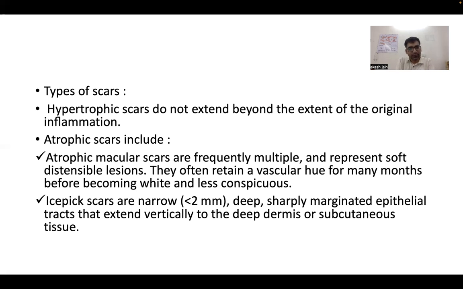Now, what are the types of atrophic acne scars? First is atrophic macular scars. They are frequently multiple and represent soft, distensible lesions. They often retain a vascular hue for many months before becoming white and less conspicuous. The second is the ice pick scar. They are narrow, less than 2 millimeters wide, sharply marginated epithelial tracts that extend vertically to the deep dermis or subcutaneous tissues. This is one of the most common scars.